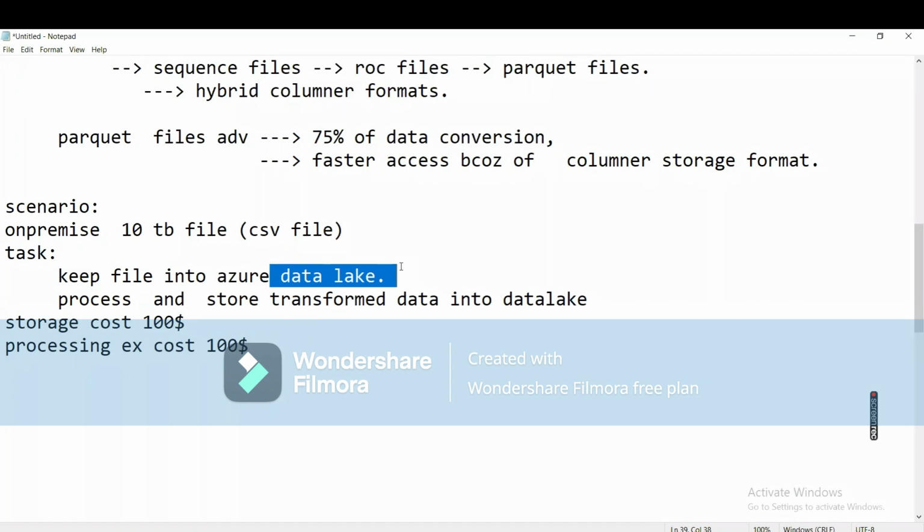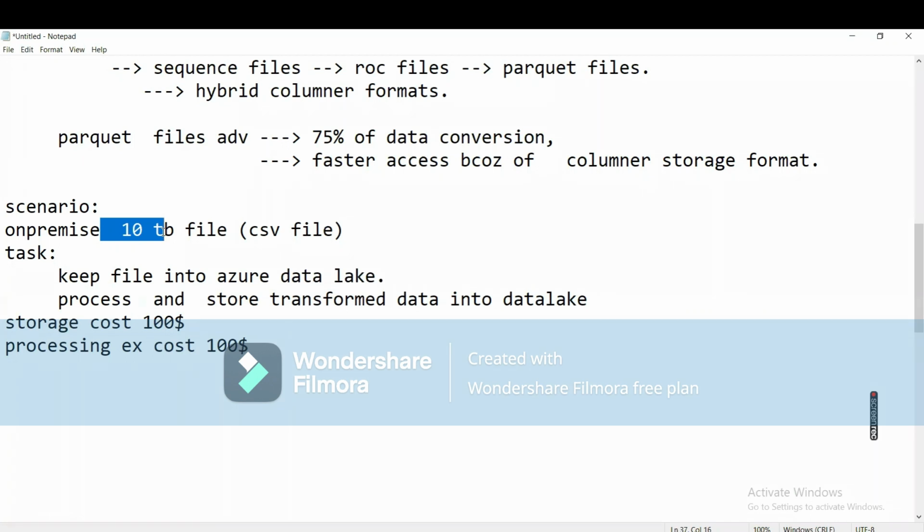Got it. Now he wants some cost minimization. In what way, what is our thinking style to minimize this cost? 10 TB. If I convert it into Parquet, what is the conversion? I am getting a 75% reduction. Now my 10 TB is converted into what? 2.5 TB, right? 75% savings.